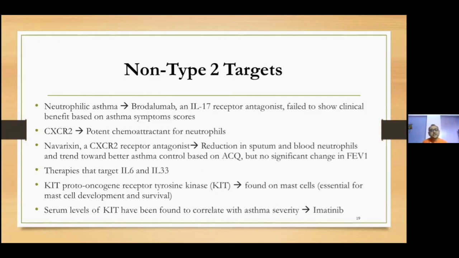But the phase 2 clinical trial failed to show clinical benefit based on the asthma symptom score improvement. So brodalumab is now not that available. Again, CXCR2 is a potent chemoattractant for neutrophils. So there is one antagonist to that particular receptor, CXCR2.